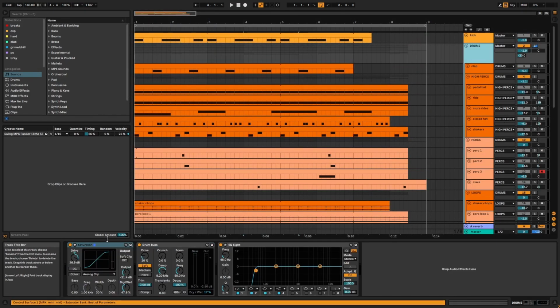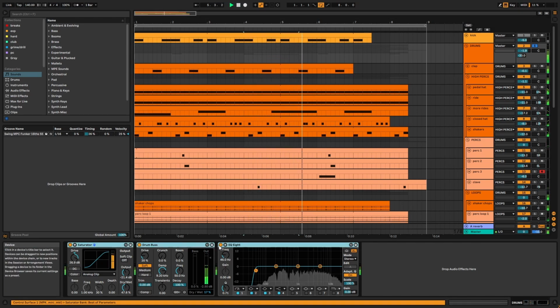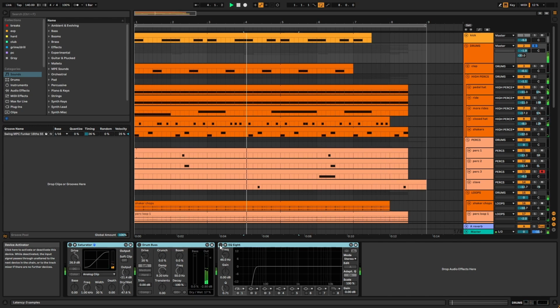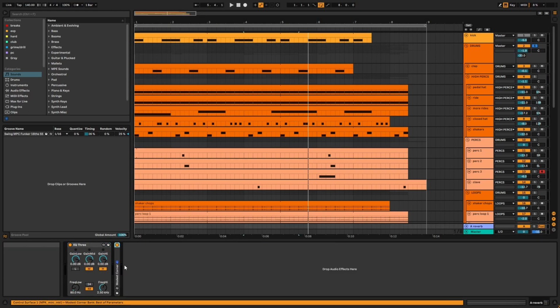And on the group, there's saturation, drum bus, EQ, and reverb via A. For this project, I've chosen this modest corner preset for the hybrid reverb.